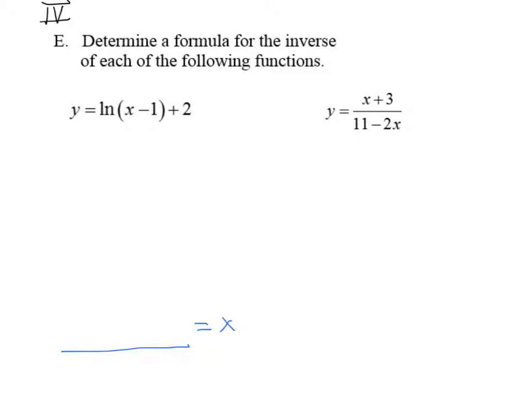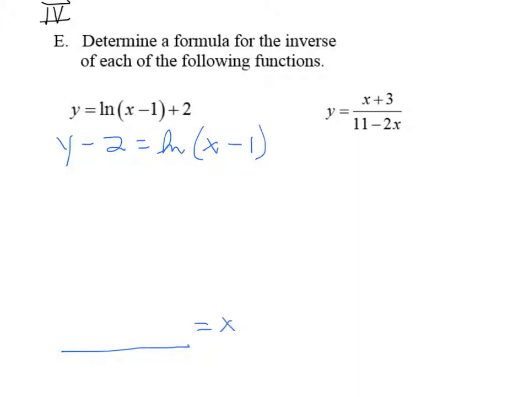If we're trying to get the x by itself, then let's get rid of everything else that is around it. And we want to do this, of course, from the outside in. So just like you would take off your shoe before you take off your sock, we want to get rid of that +2, right? So let's subtract the 2 over to the other side. We'll have y minus 2 equals the natural log of x minus 1.